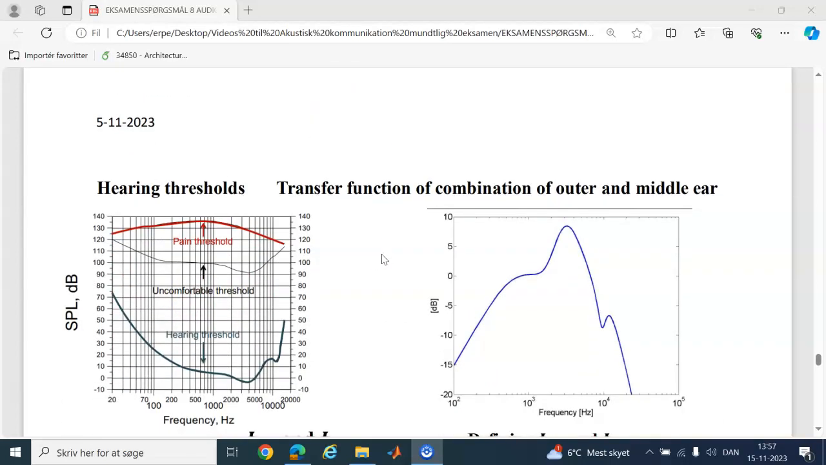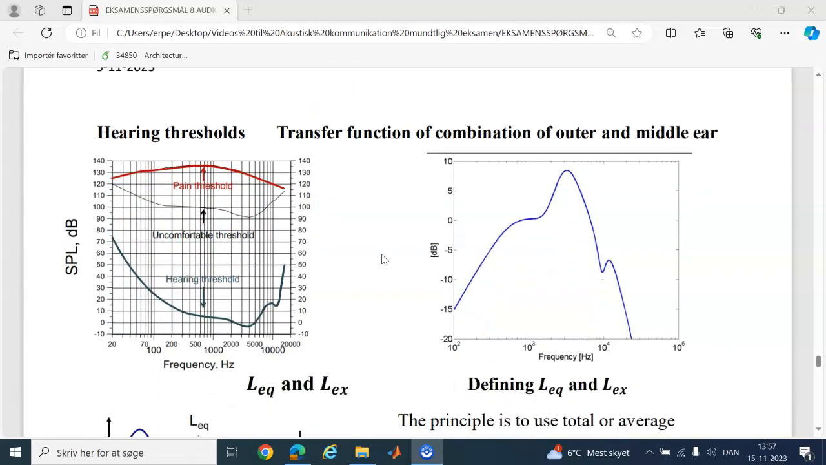I guess. Hearing thresholds again. A transfer function of a combination of outer and middle ear. We have frequency on the first axis, logarithmic, from 100 to more than 10,000 hertz, and decibels from minus 15 up to 10, almost the transfer function of the combination of outer and middle ear. Outer and middle ear, okay.